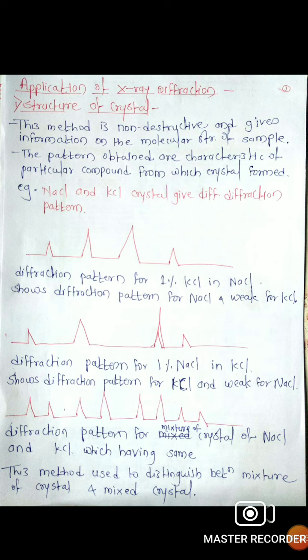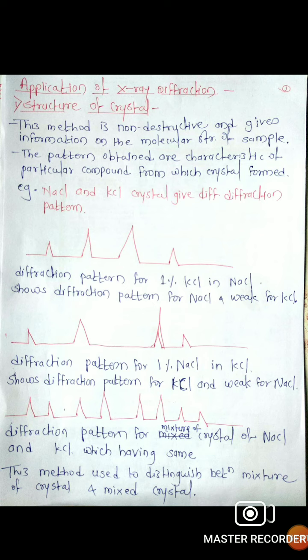For example, NaCl crystal and KCl crystal give different diffraction patterns. When we take a mixture of both KCl and NaCl, in the first case, when we take 1% KCl in NaCl, the diffraction pattern is strong for NaCl and weak for KCl. That is the diffraction pattern for 1% KCl in NaCl.